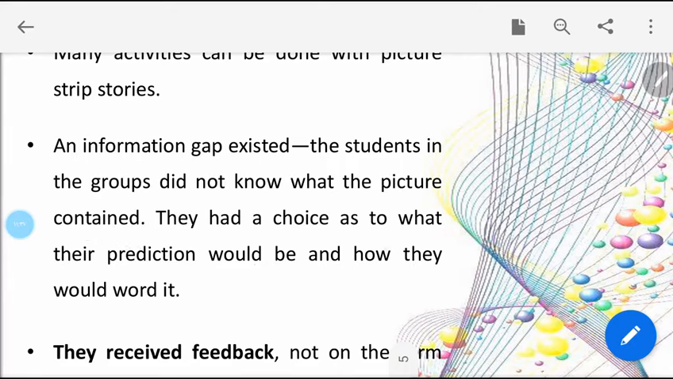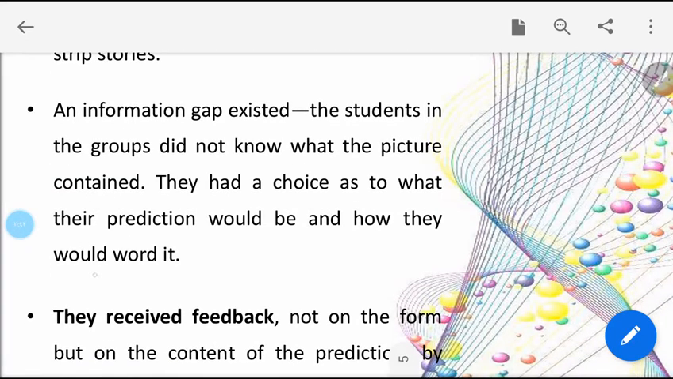They had a choice as to what their prediction would be and how they would word it. So there is an information gap, and there is a choice in this game. The students will choose what to say, what their prediction would be, and how they word it, how they utter it, how they form it.